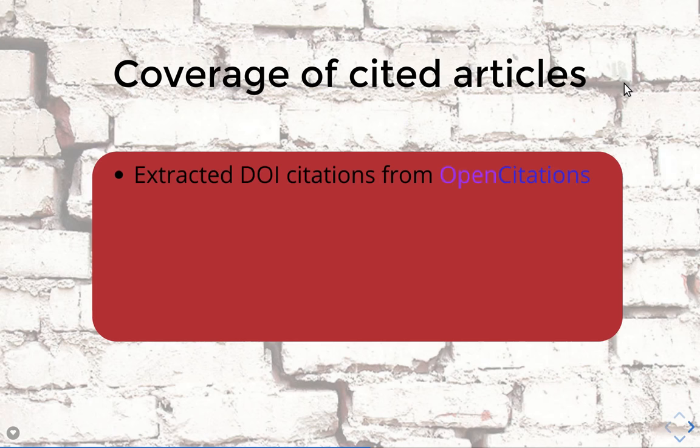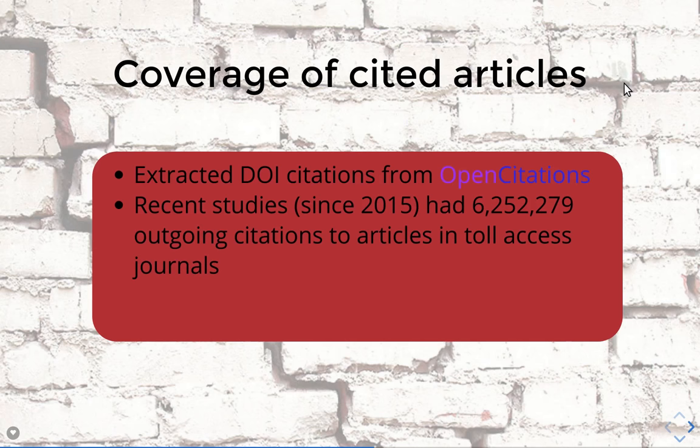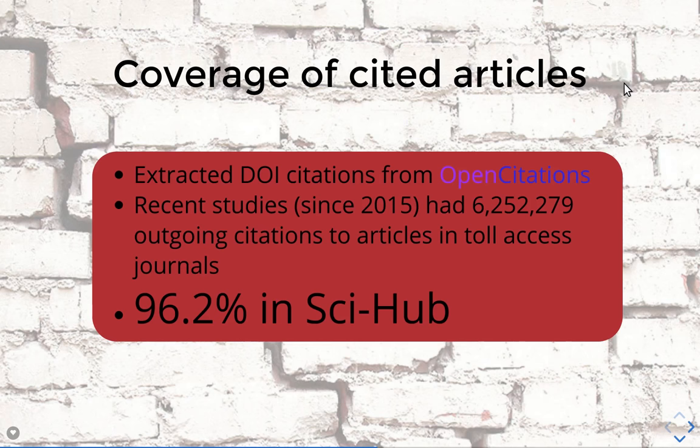So we looked for recent studies since 2015, and we took all the citations in their bibliography. They had 6.2 million citations outgoing to articles in toll access journals, and Sci-Hub, in its database, contained 96% of those articles. So essentially, if you were to take an article from after 2015 and flip to the bibliography, Sci-Hub would have 19 out of 20 of those papers if they were toll access articles. Obviously, if it's an open access article, you don't need Sci-Hub, unless, say, the publisher's website was down, which does happen.